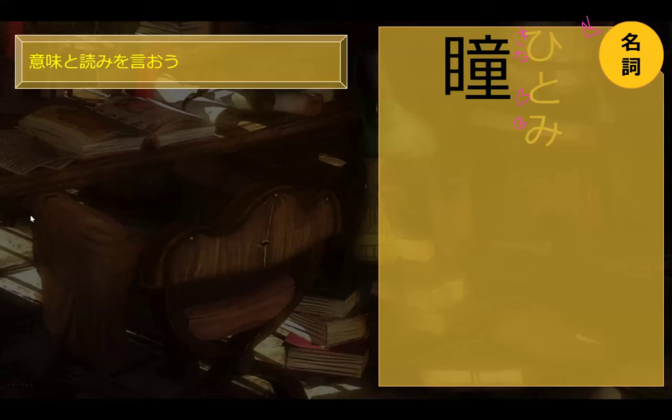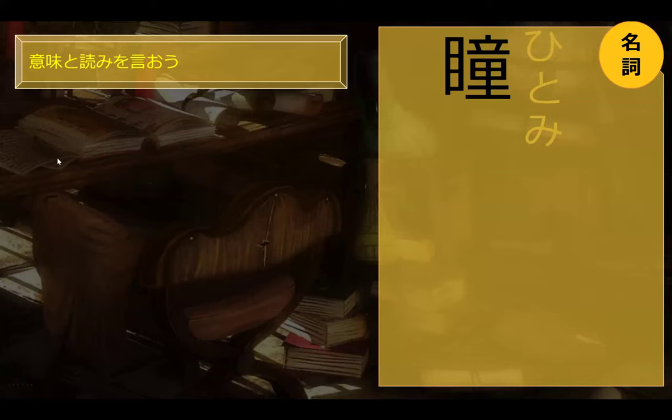Kagami ni utsuta no. Perfect. Utsuta, reflected. Can you read this word for me?